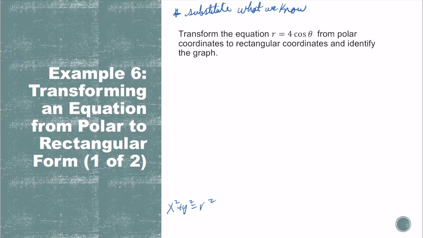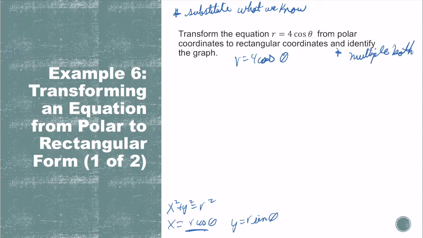I have x is r cosine theta, and y is r sine theta. So I have r equals 4 cosine theta. Well, that doesn't look like any of these perfectly, but if I multiplied both sides by r, I'd have an x I could substitute in. So we're going to multiply both sides by r, and this is a trick that we will use many times in the next section, multiplying both sides by r. Instead of squaring it, because you don't want to square this, that'd be kind of messy, and we'd have to bring identity rules in, let's just multiply both sides by r.